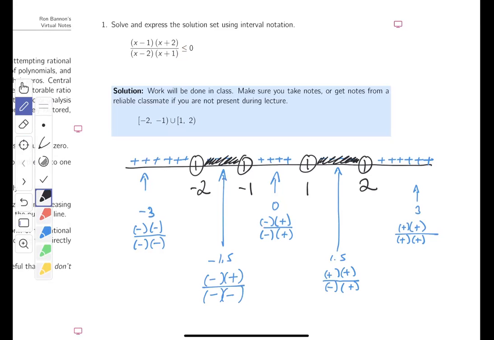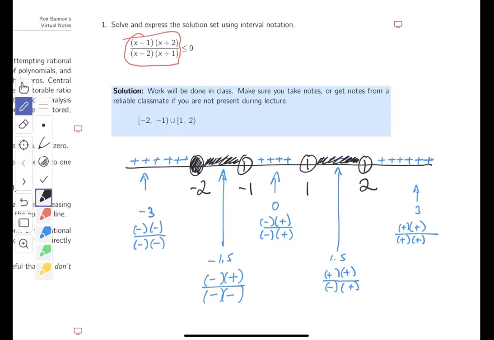Well, let's plug them in. If you plug in minus 2, what would you get? When I say plug it in, you're plugging it in here. You definitely get 0. When you plug in minus 1, though, what do you get? A division by 0. And you should be quite clear that you cannot divide by 0.